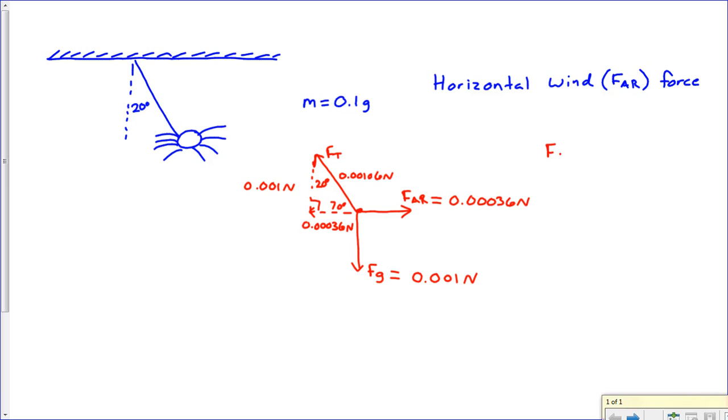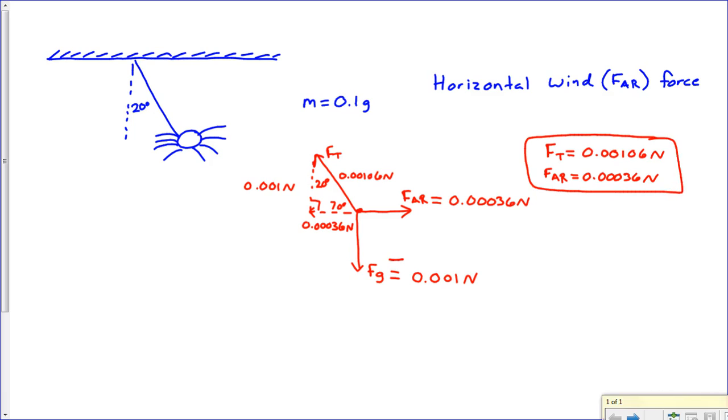and then I'll just write here Ft ends up giving us 0.00106 newtons, just so that's really clear, and then FAR is equal to 0.00036 newtons. All right, and then we've got our Fg here, which is 0.001. Okay, so that is one of the problems.